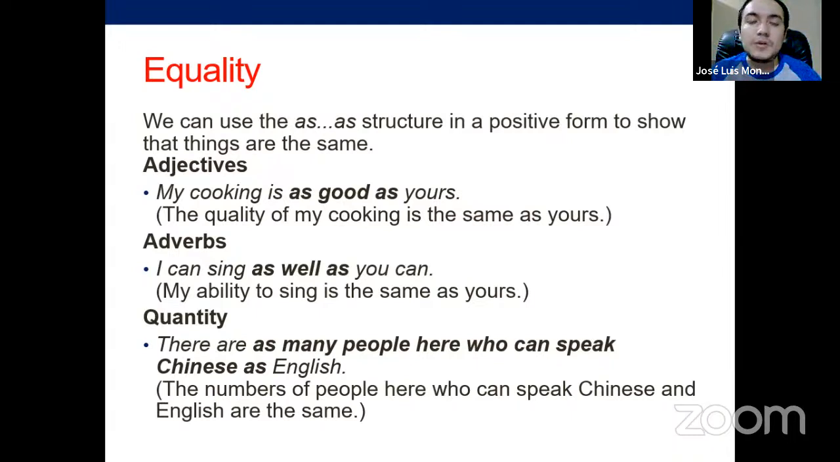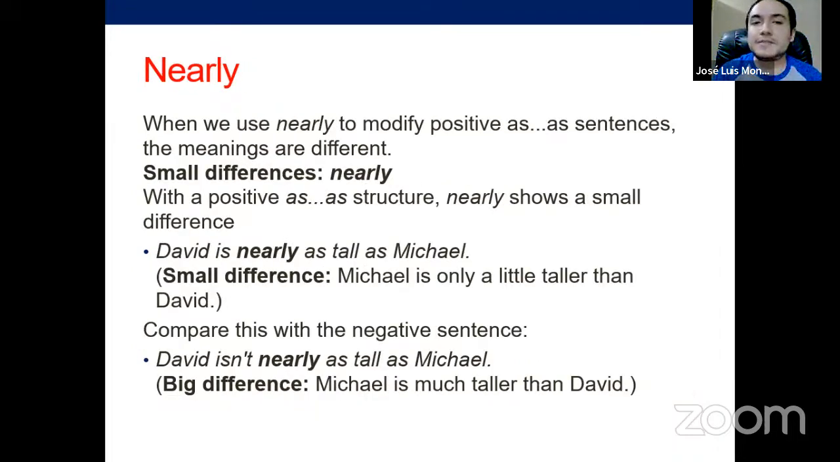Equality. Quantity: there are as many people here who can speak Chinese as English. You're comparing two groups, right? The people who speak Chinese to the people who speak English. In this case, it's the same. It's positive, so it shows equality. So easy, right? If you want to say that something is equal, you have to use this structure as in affirmative sentences, and that's it.